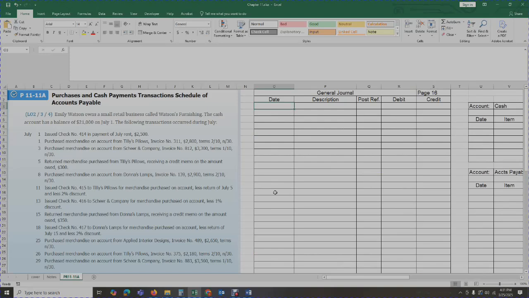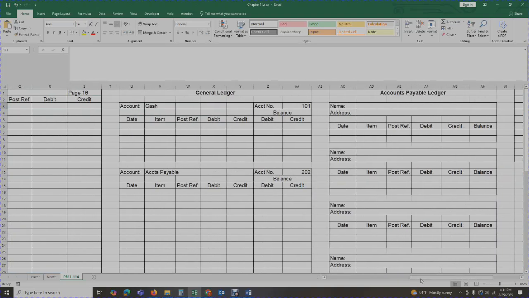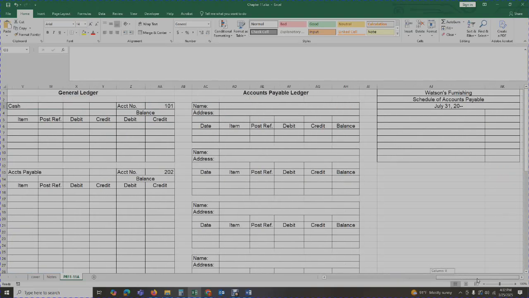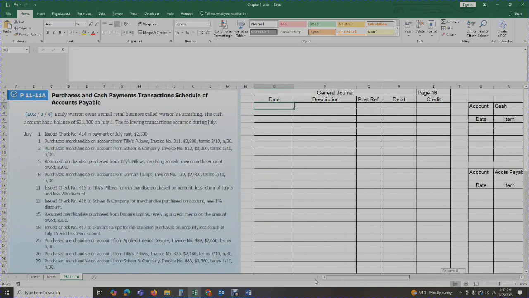It's a very good problem because it covers a whole bunch of stuff. We're going to be recording entries in a journal, transferring the information to our general ledger, preparing accounts payable ledgers, and preparing a schedule of accounts payable. So we have a lot to cover. It's a very comprehensive problem.